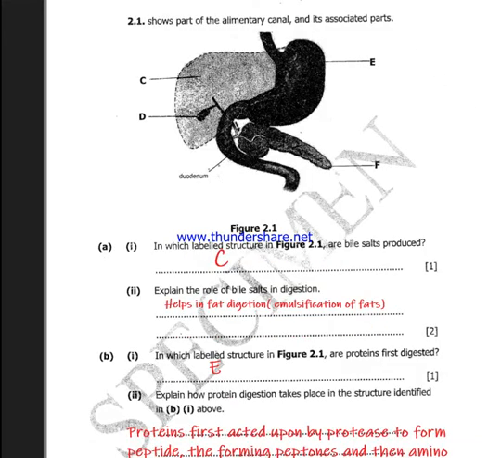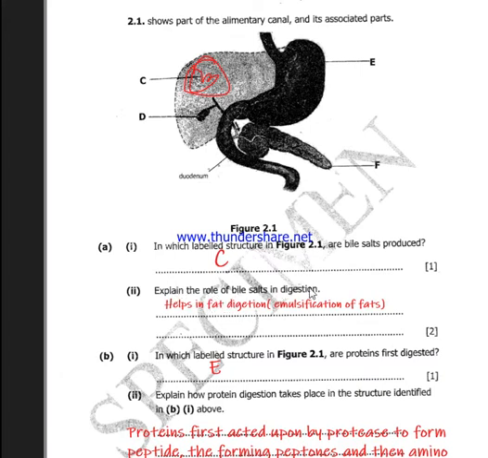Figure 2.1 shows the alimentary canal and its associated parts, in which labeled structure are bile salts produced? Now bile salts are produced in the liver, and that's where even fat emulsification takes place most of the time, also in the duodenum. So you can see that here, just in the liver here, that's where bile salts are produced.